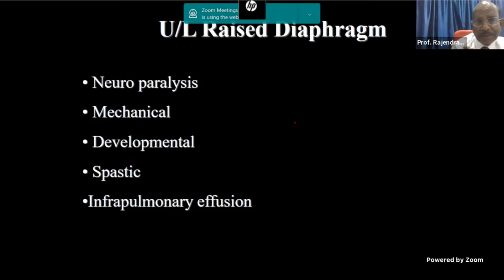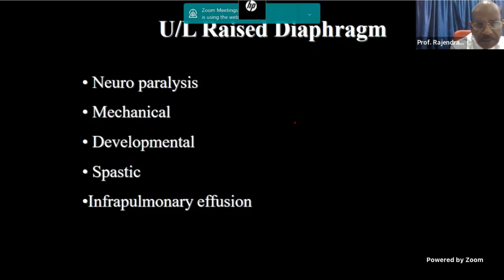Whenever you see a one-sided raised dome of the diaphragm, paralysis means something there, like transverse myelitis, or something in the mediastinal lymph nodes or neck lymph nodes that may compress the phrenic nerve and cause a raised dome of the diaphragm. Mechanical means some fibrosis or collapse that may again raise the diaphragm. Developmental, I'll show you a condition known as eventration.